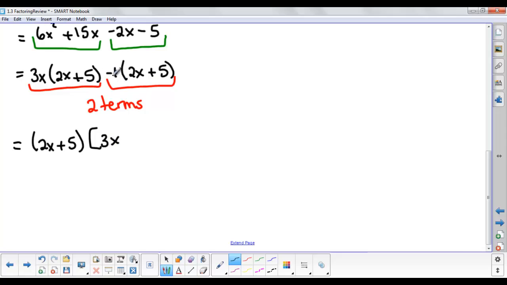And same thing with this term. If I take the 2x plus 5 and I divide by our common factor 2x plus 5, then all that's left is this -1. And we are done factoring.